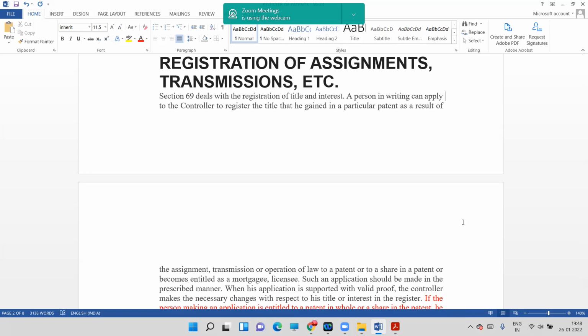मैम ये जो असाइनमेंट, ट्रांसमिशन वगैरह, मॉर्गेज वगैरह की डील्स हैं, फिर ये पेटेंट एजेंट्स ही बनाते हैं या फिर लॉयर लोग करते हैं? नहीं, वो डील जो लोगों में हो रही है उसके ऊपर डिपेंड है.